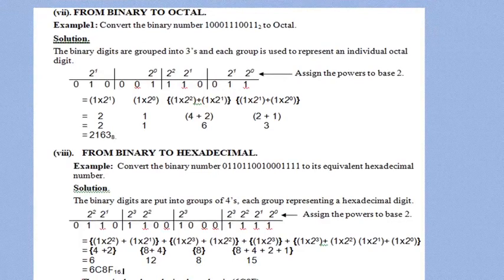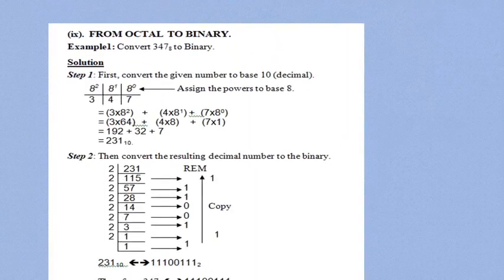Then from there, you can look at how we convert binary to octal. Like given an example, let's go straight to this example. How do you convert octal to binary? Like now, convert 347 to binary. Therefore, the first step, convert the given number to base 10. I have taken you through how to do that. You just write the number 347. Above it, you write 8 to power 0, 8 to power 1.